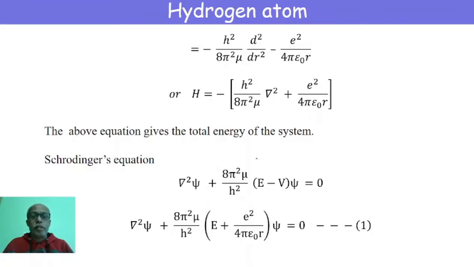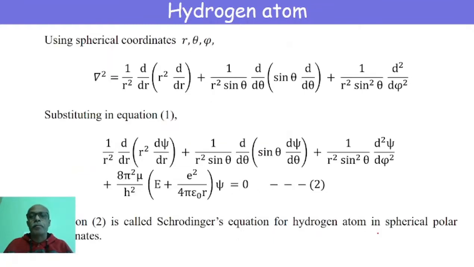The above equation gives the total energy of the hydrogen atom, that is, the two-body problem. The Schrodinger equation is given by the expression grad square psi plus 8 pi square mu by h square into E minus V of psi equals 0, or grad square psi plus 8 pi square mu by h square into E plus, instead of V, we write the value of V, minus of minus becomes plus, e square by 4 pi epsilon naught r of psi equals 0. Let me call this equation 1.